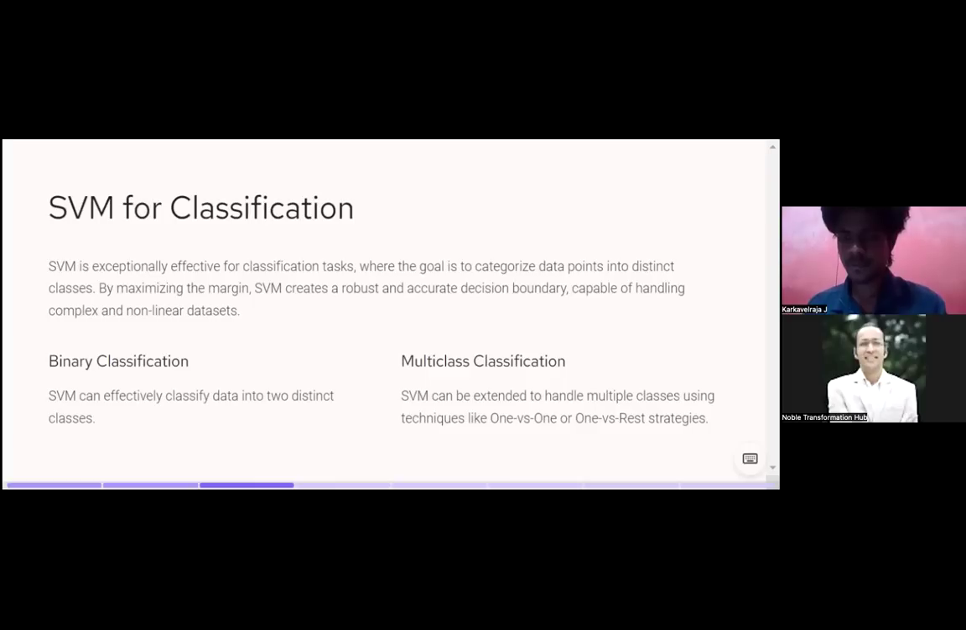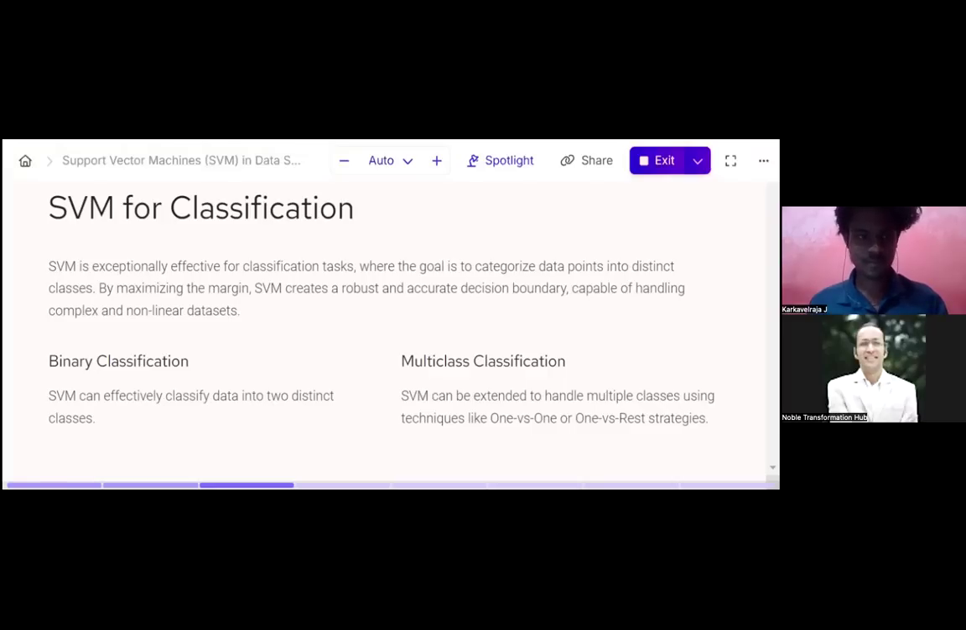SVM for classification. Here we'll just focus on classification, guys. Don't think about anything else, only as per the objective we have to define. So we'll only talk about SVM for classification. Other thoughts you have to keep in control. SVM is exceptionally effective for classification tasks, where the goal is to categorize data points into distinct classes.